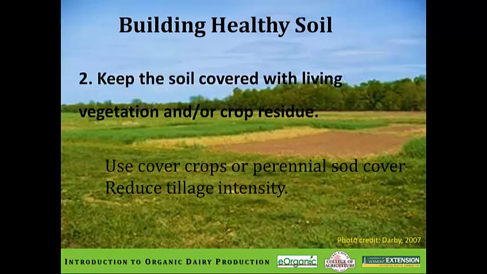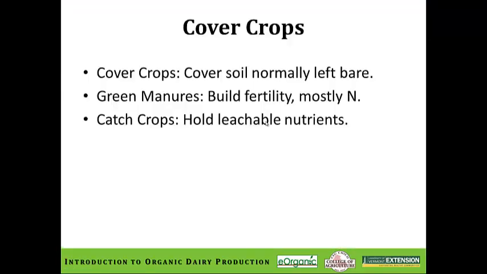All right, the second aspect to building a healthy soil is to make sure you keep the soil covered with living vegetation and/or crop residue. This can be done through using cover crops or perennial sod cover, or reducing tillage intensity, or just really having good rotations. It's very important to keep your soil covered. You do not want to lose soil through erosion, because your topsoil is essentially the building block or the foundation of your farm. And so losing soil is not an acceptable practice. So keeping the soil covered is part of building a healthy soil.